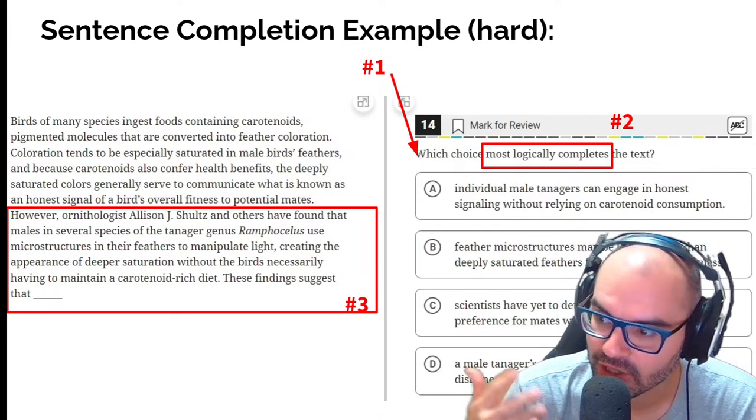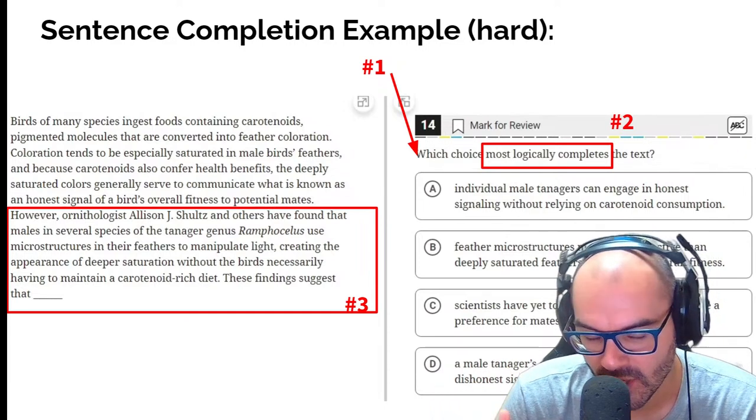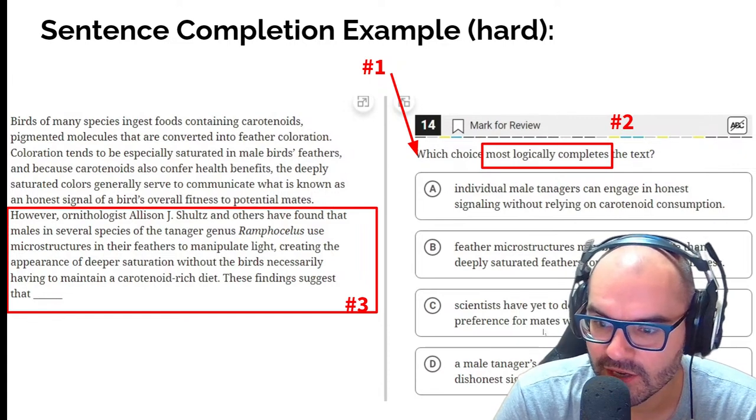So that's what you might notice. There's a different degree of difficulty when we do sentence completion questions. We're going to see that as well with our practice. Any questions about these right now?